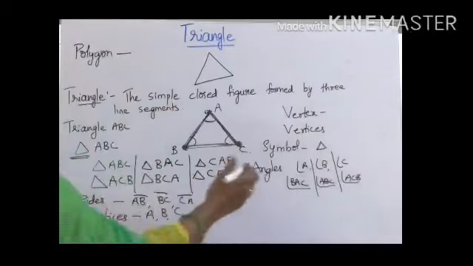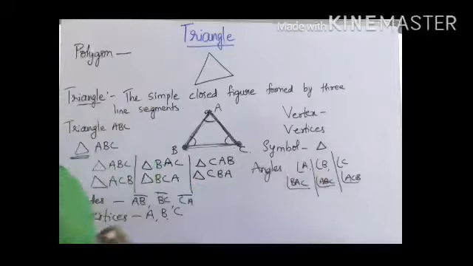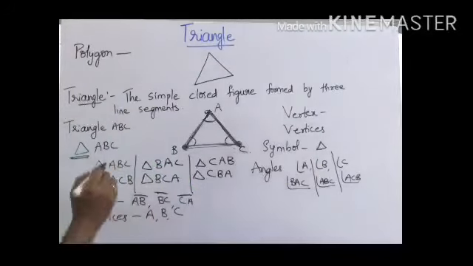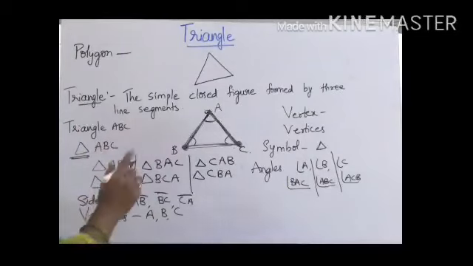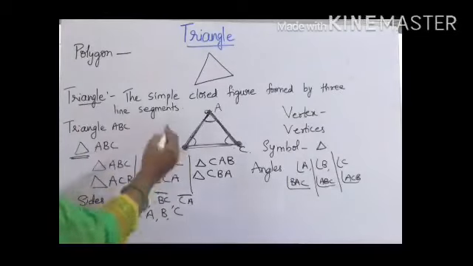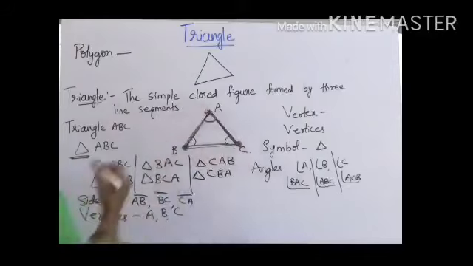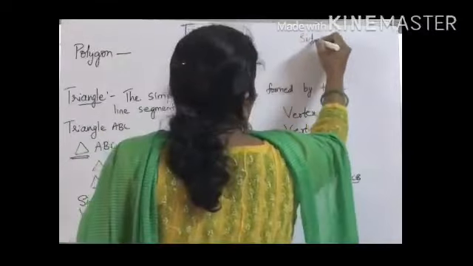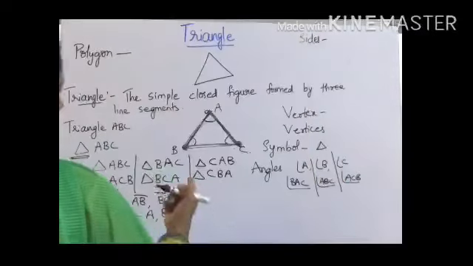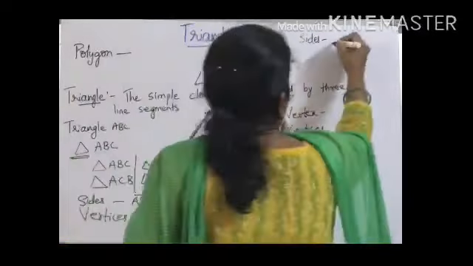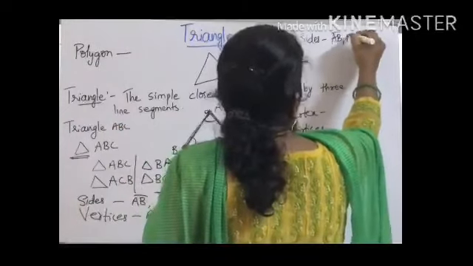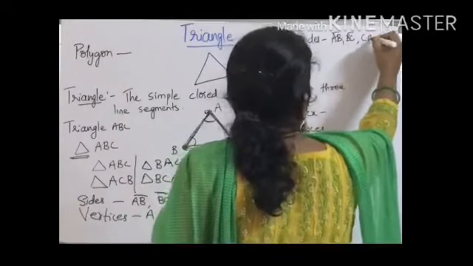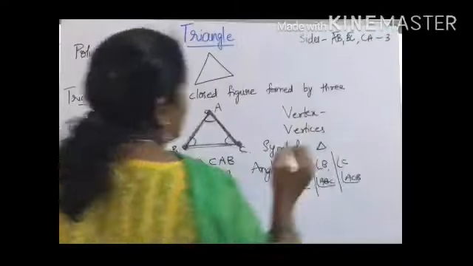But whatever angle you are taking, the vertex should be in the middle, isn't it? Now if you observe the triangle ABC, how many sides are we having here? Totally we are having 3 sides, that is AB, BC, CA. So in total you are having 3 sides.